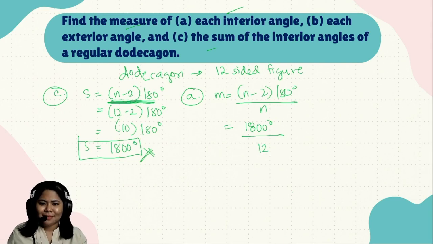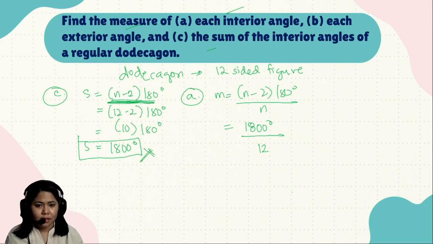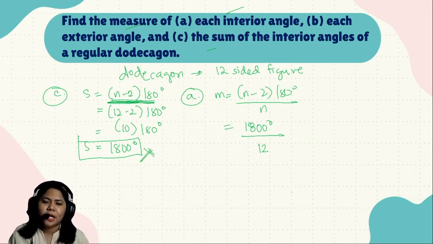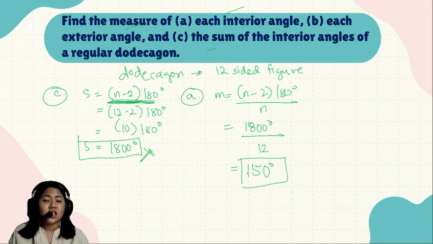So, what is 1,800 divided by 12? Sige nga. Calcu. Sige, calcu. 1,800 divided by 12. Para sure tayo. Okay? So, the answer is 150 degrees. So, the measure of each interior angle of a regular dodecagon is 150 degrees.